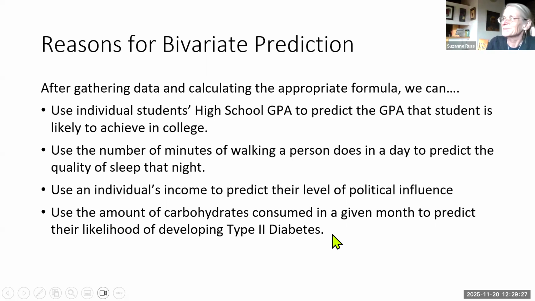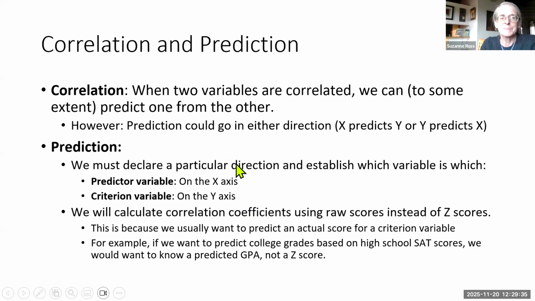So this is how the data are used. Does that make sense, guys? Okay. You might think of others. We won't take that time now.